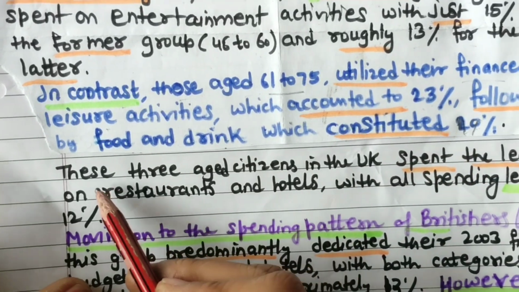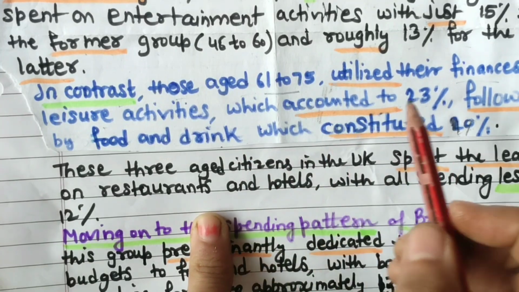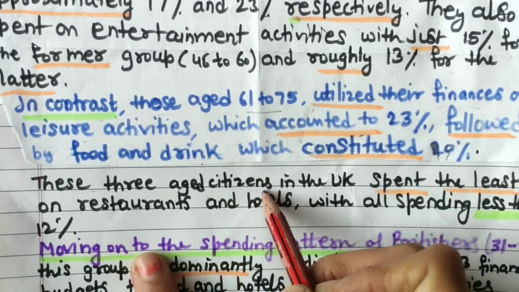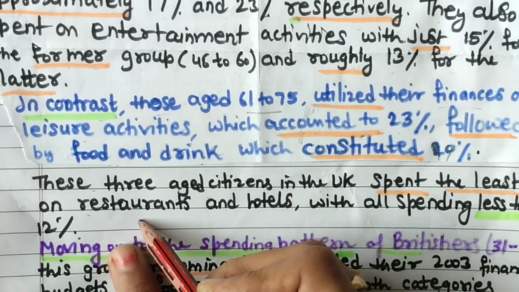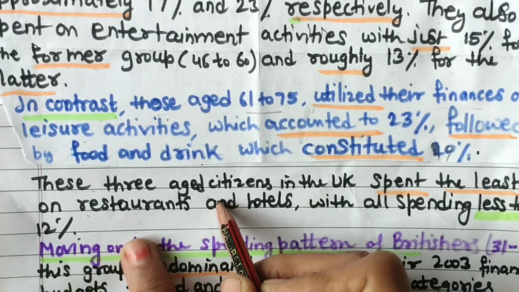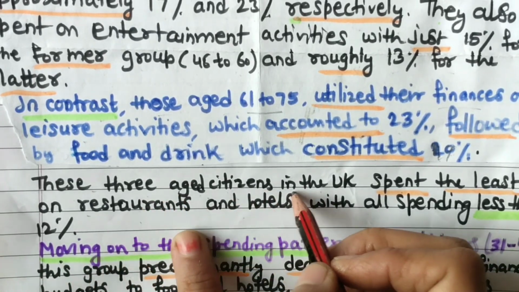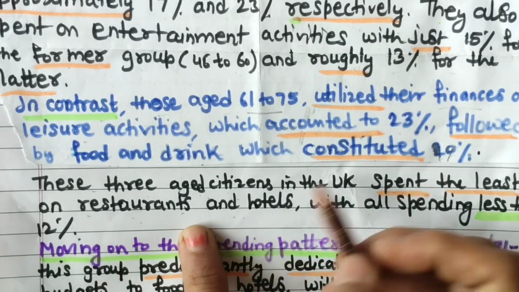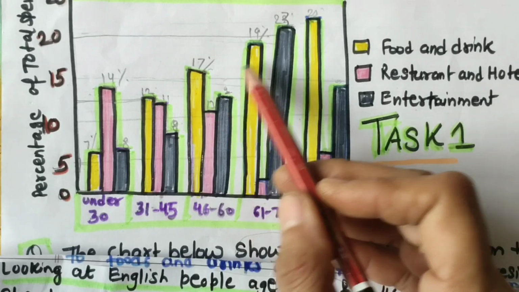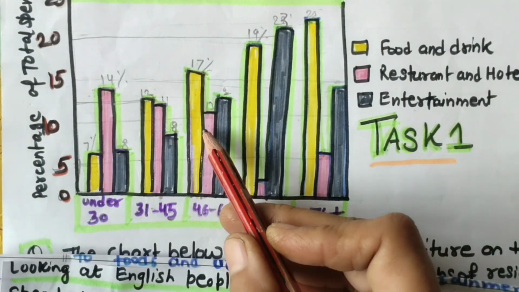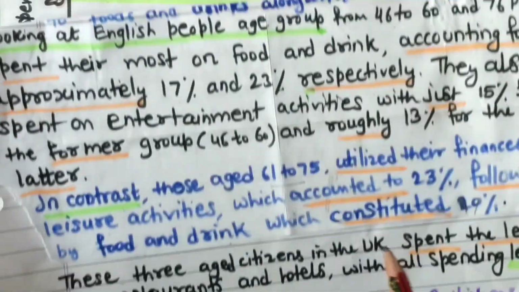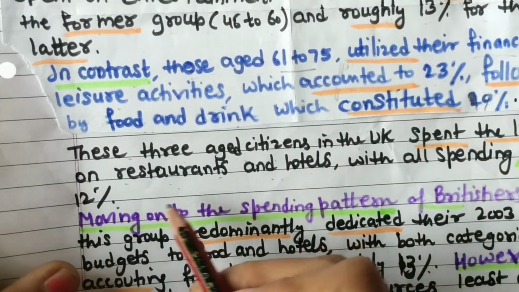Okay, so these three age groups, now I am giving some lines for this. These three aged citizens in the UK spent the least on restaurants and hotels, with all spending less than 12%. So all three categories I am talking about. See this, spent least. Out of their total, they have spent least on this pink one. That's why we have written with all spending less than 12%.